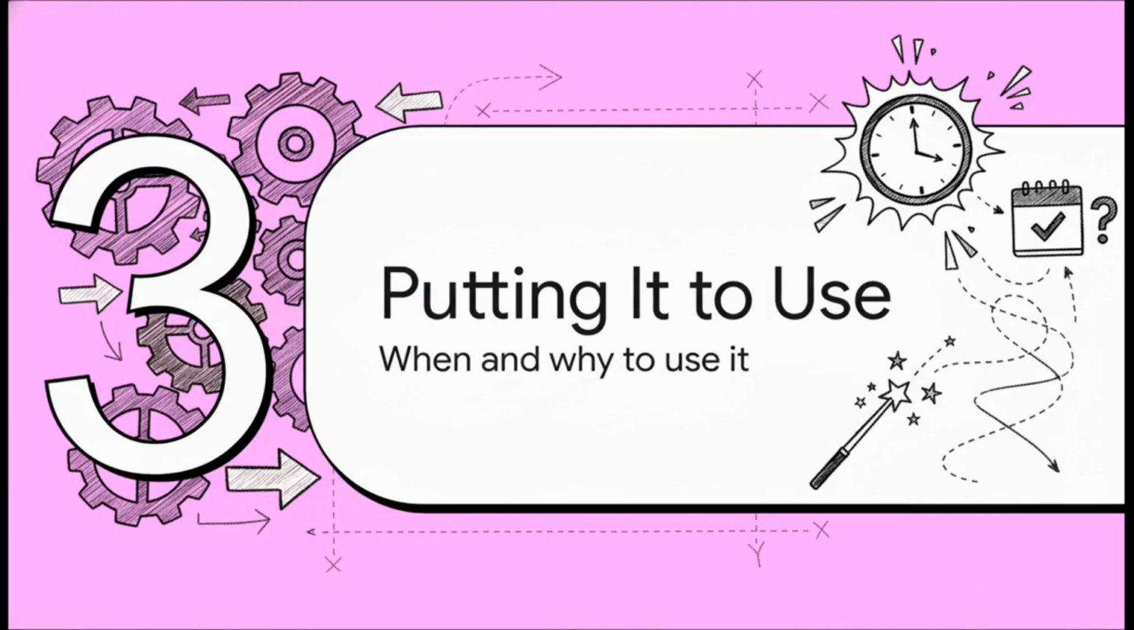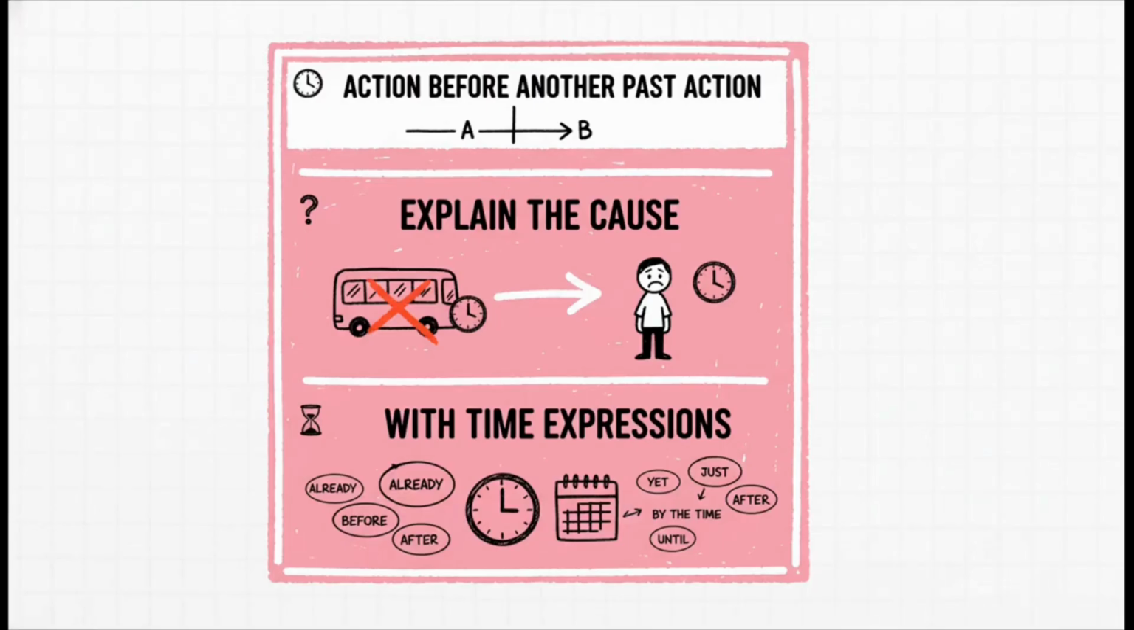I mean, knowing the formula is great and all, but the real power comes from knowing when to actually use it. This is where the magic happens. So, you're going to find yourself reaching for the past perfect in basically three main situations. The first one is obvious, for an action that was completely finished before another past action. Second, and this is a big one, you use it to explain the cause of a past situation. And third, you'll see it pop up with specific time expressions.